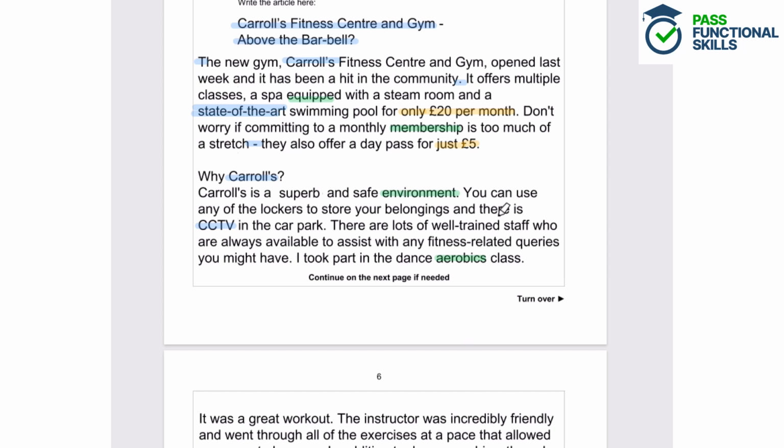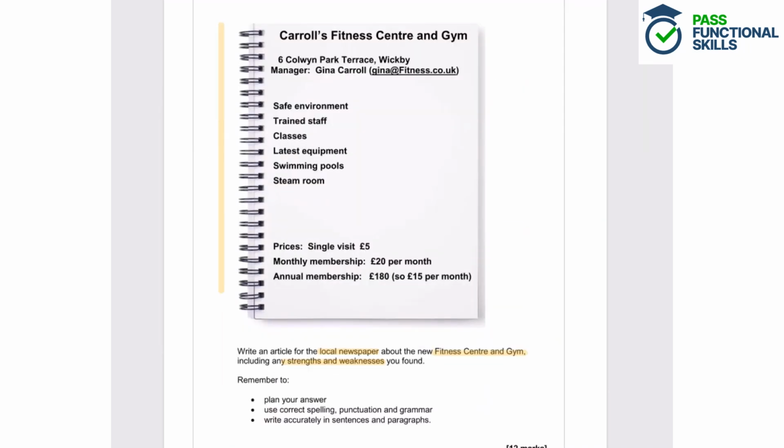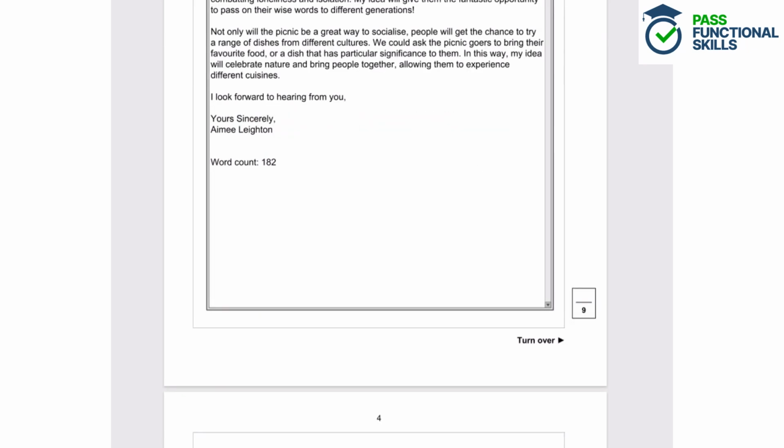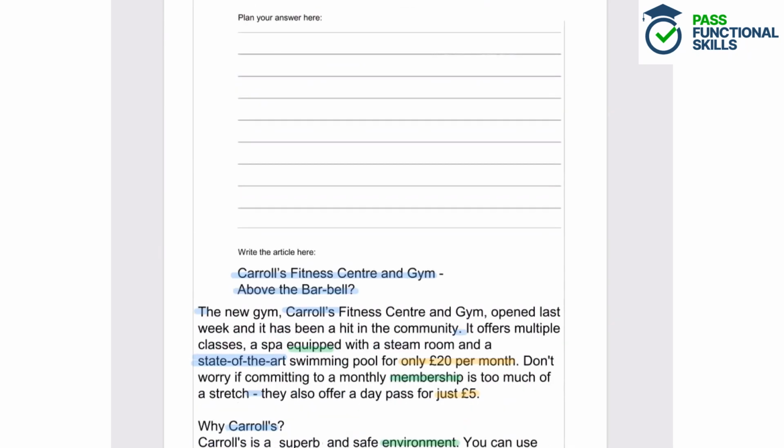We have some more positives that have been discussed here, so some more strengths of the gym. It's a superb and safe environment, and there are lots of well-trained staff. So using the notes here, we've got trained staff that has been mentioned here and the safe environment. So use these notes, they can really help you to come up with some details for your answer.